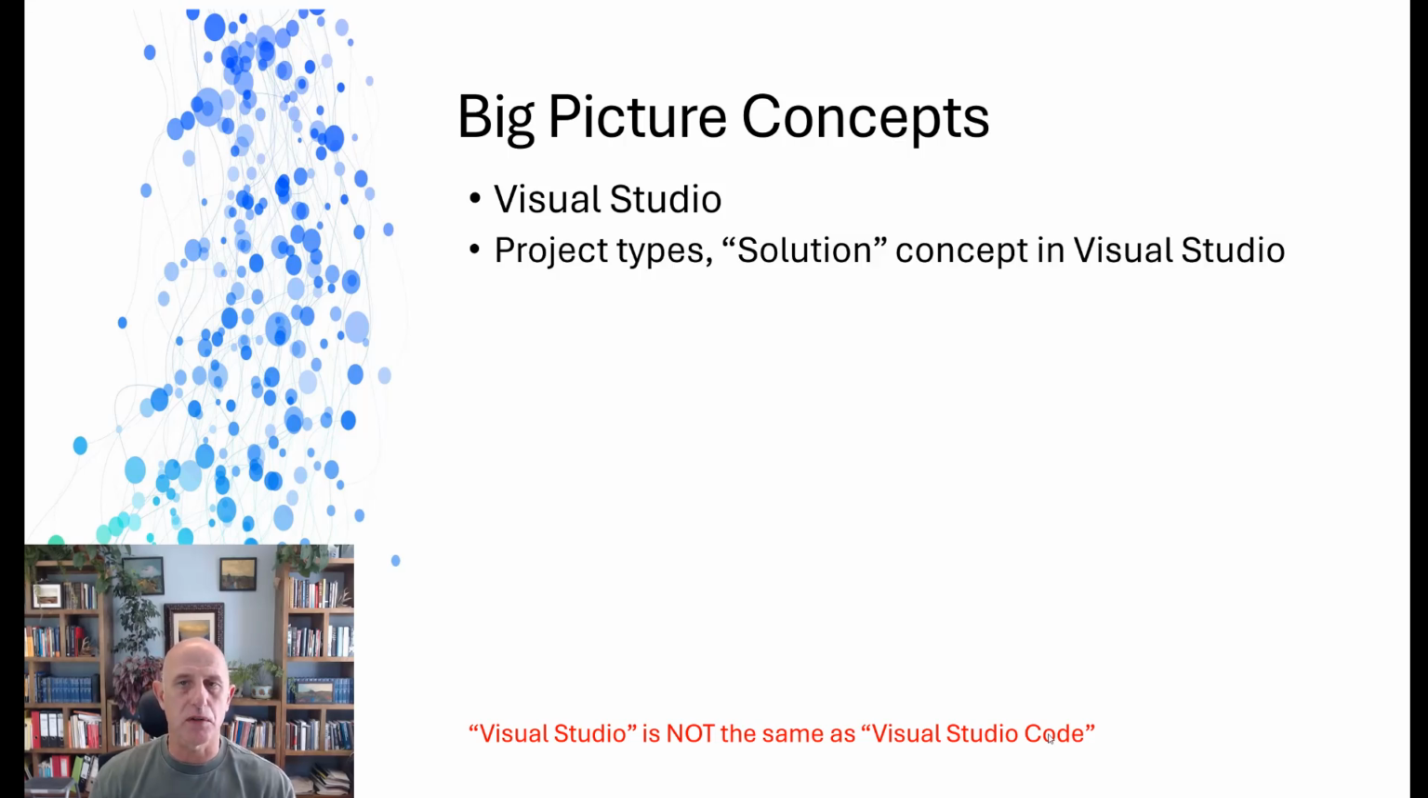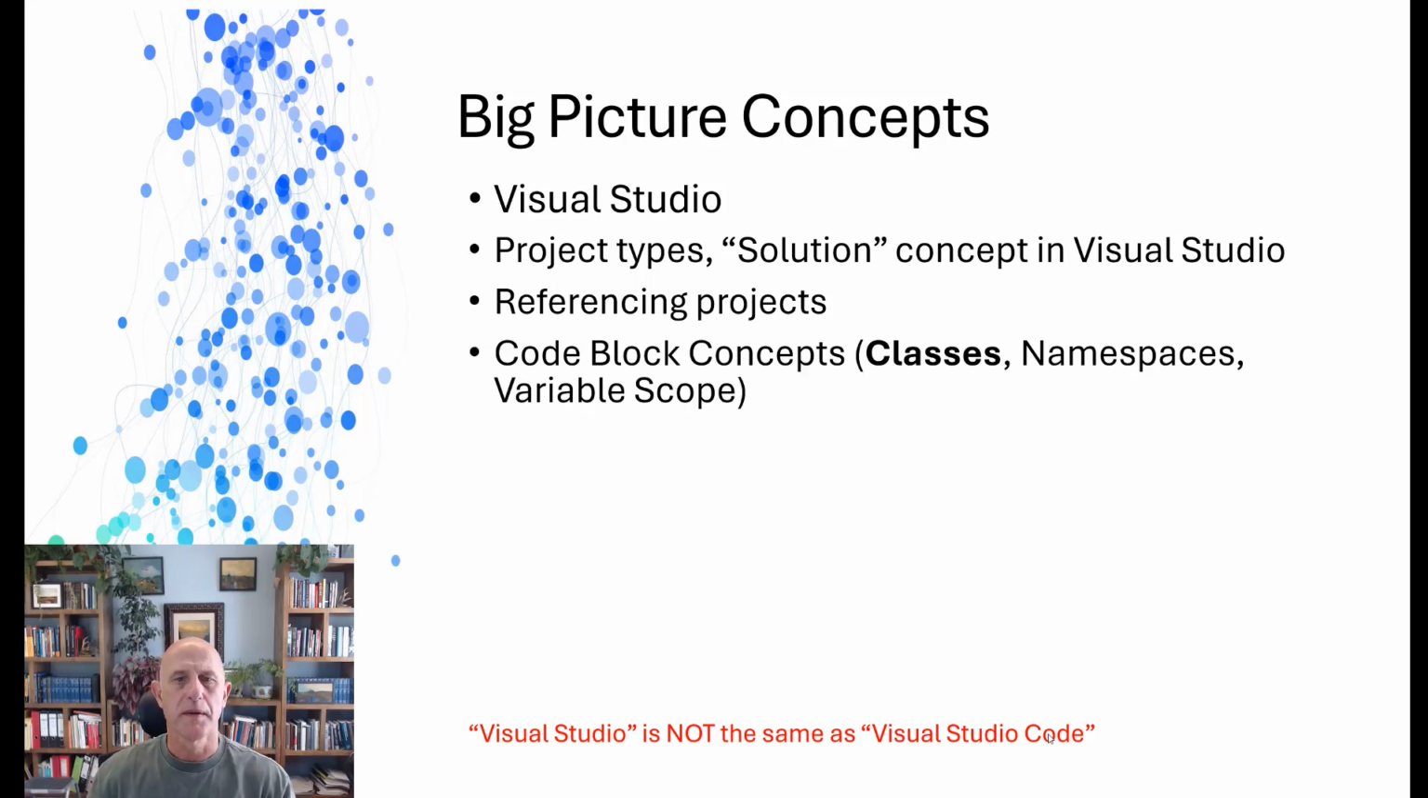Then the other big picture concepts that we are going to discuss are: how does a project work in Visual Studio, and how does a solution work? These are important concepts to get right from the beginning in Visual Studio. How do you reference one project from another so that they can talk to each other? Then we will also discuss code block concepts. In other words, how is your code packaged and how do these blocks fit one into another. So we'll spend time, and we'll have separate videos, dealing with, for example, .NET C# classes, namespaces, variable scopes, and things like that.